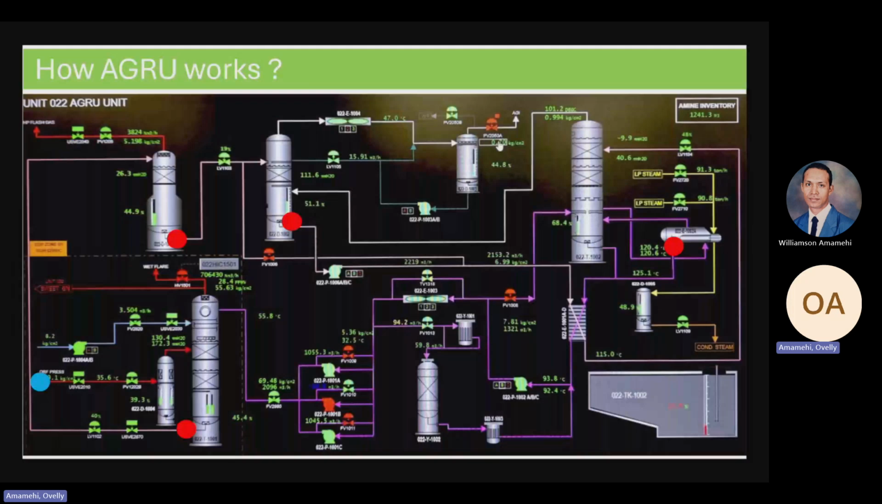LP plus drum D1002. And then the lean amine will go to the flat heat exchanger and then continue to the FinFan E1003, to booster pump 1002, and then continue to the top of the absorber through pump 1001 or the lean amine pump.